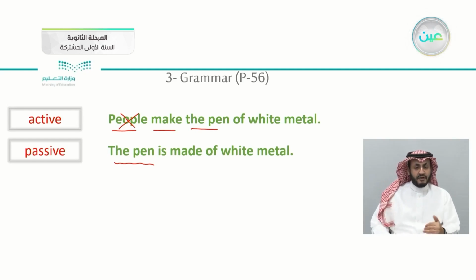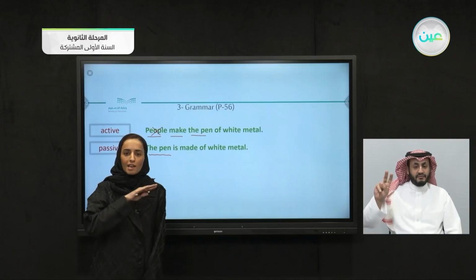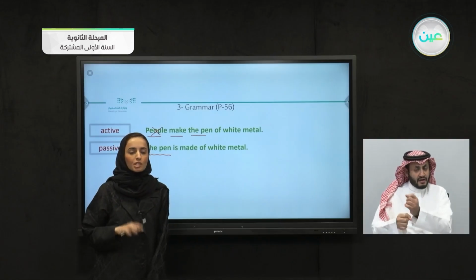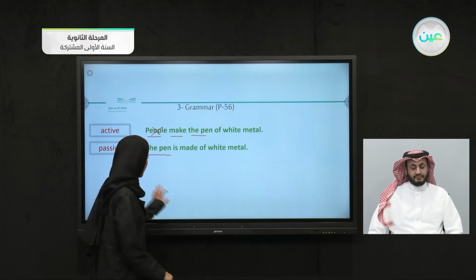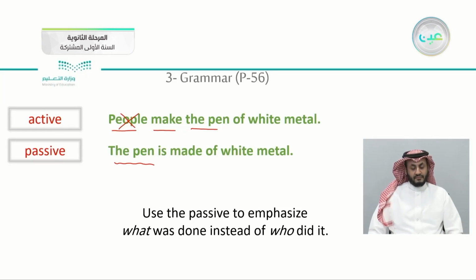What do we mean by passive? In the passive, you focus on the action and the object. The one who did the action, the subject, is not important. So, we use the passive to emphasize what was done instead of who. You don't mention who did the action. I don't want to mention this person. I don't know who did the action.